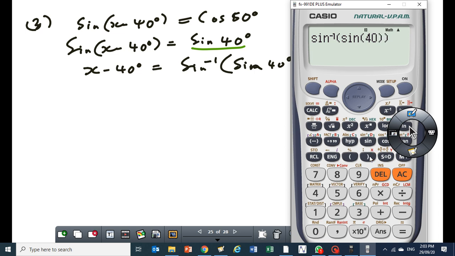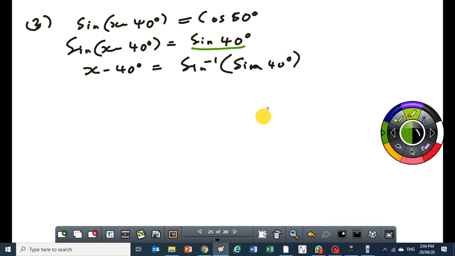The good thing I'm teaching my grade 10s to be aware of that, because it helps them later to understand what we're doing. And then if you press equals, see what angle you get. You're getting what? 40 degrees. You see that, kids? So what that means is your next step will be x minus 40 degrees equal to your reference angle, which is going to be 40 degrees. That's why I can move straight away from this step here. Look, I can move from here to that.